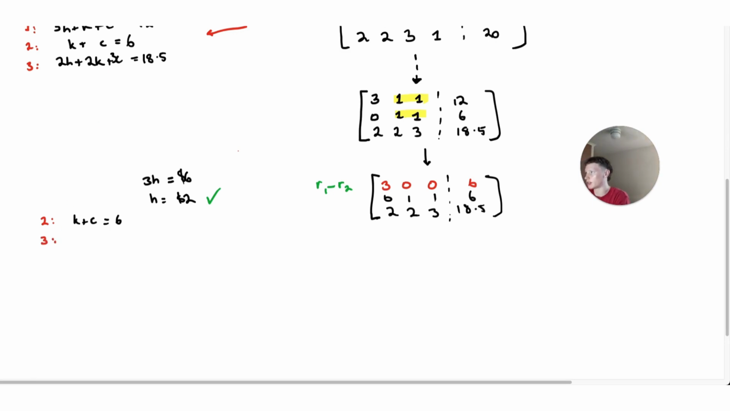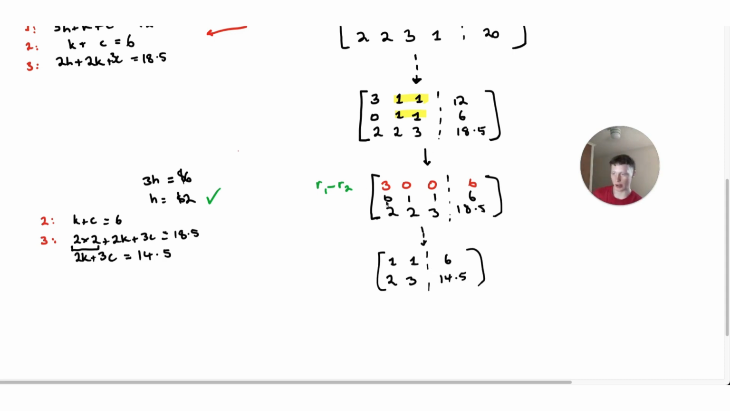So here in equation 3, we've now got 2 times 2 plus 2k plus 3c equals 18.5. So that's instead 2k plus 3c, sorry. We've got 18.5 minus 4, which will give us 14.5. And so now we've got 2 equations, 2 unknowns. I'm still going to solve this through Gaussian elimination, just because I want to show that it can basically be used the entire time. So I'm going to put that in just a smaller augmented matrix, and then we can finish it off.